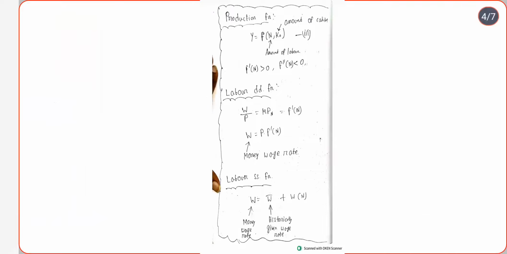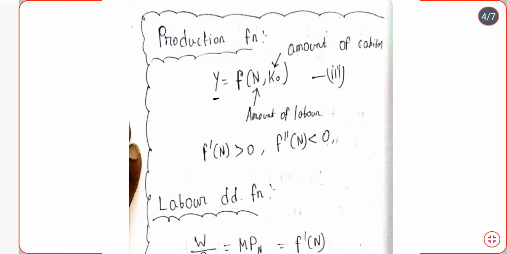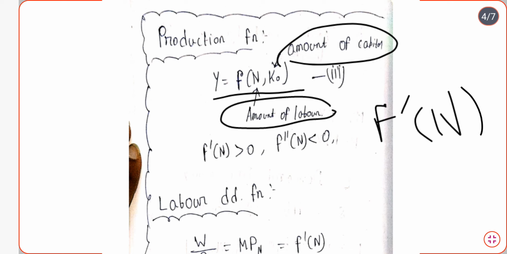Next we are going to the production function. We know that the production function is a function of labor and capital. Here it is given as y equal to f of n and k0. Y is the output, and output is a function of the amount of labor used in production and the amount of capital used in production. If we take the first order derivative with respect to labor, that is f dash n, and f dash n is obviously positive, and similarly f double dash n is negative. So the first order derivative with respect to labor is positive and the second order derivative is negative.